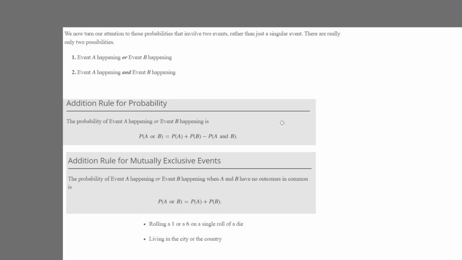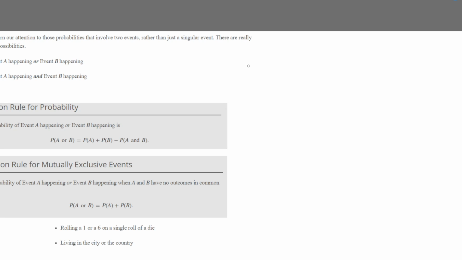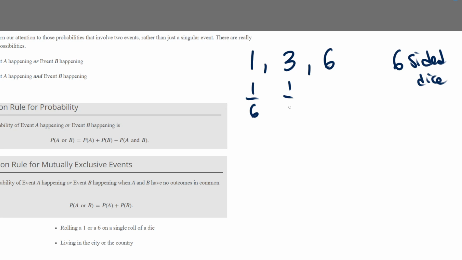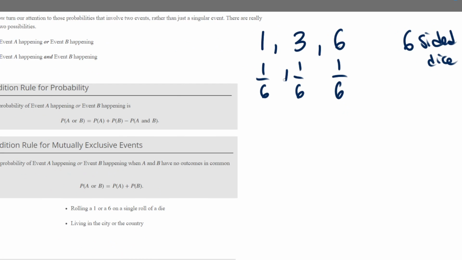So the addition rule of probability is that the probability of event A happening or event B happening is the probability of A. So let's say that you wanted to roll either a 1 or a 3 or a 6 on a 6-sided dice. We know that the probability of rolling a 1 is 1 in 6, the probability of rolling a 3 is 1 in 6, and the probability of rolling a 6 is 1 in 6. We're going to add all of these together. So the probability of getting a 1, 3, or 6 is going to be 3 out of 6, or 1/2.